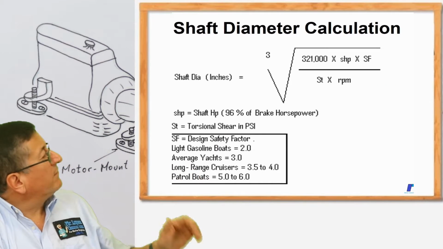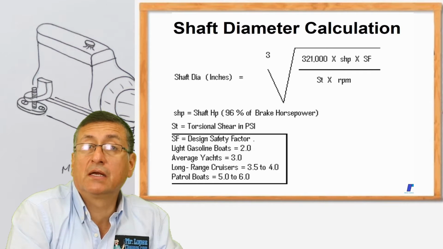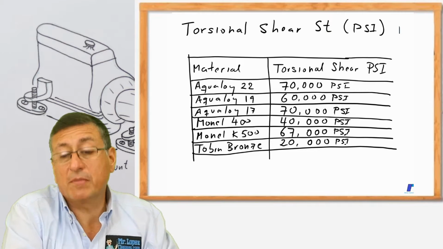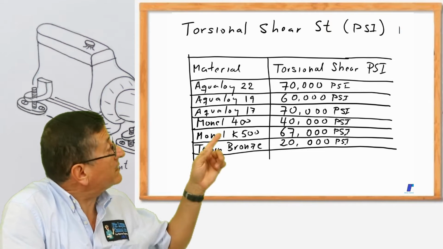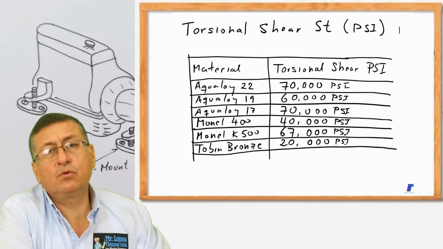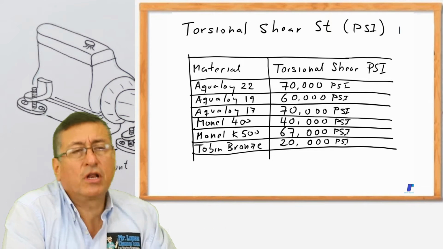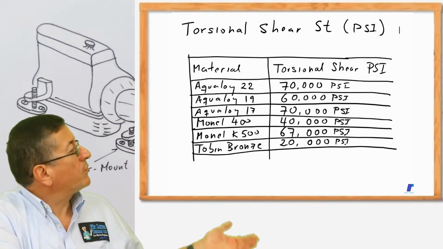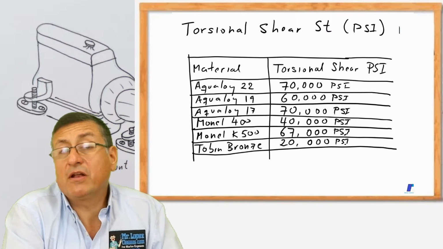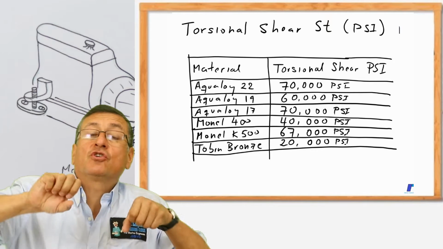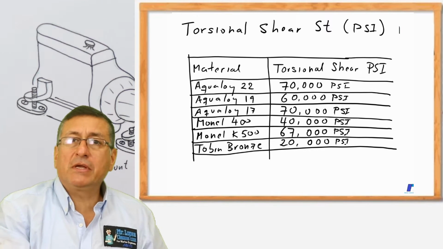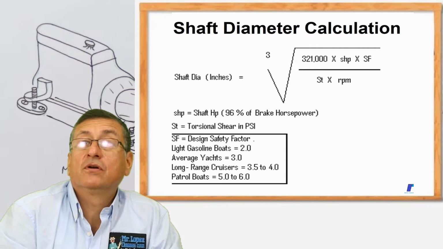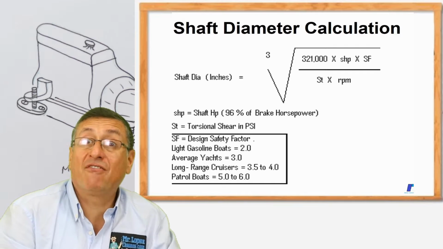And in this formula, divided by the torsional strength. There are different types of torsional strength. If you see in this table, depending on the material, the torsional strength in PSI is different. For Aqualoy 22 it is 70,000, for Monel 400 it is 67,000 PSI, for tobin bronze it is 20,000 PSI. Depending on the material, we have a different torsional strength. With those elements, we calculate with this formula the shaft of the propeller.